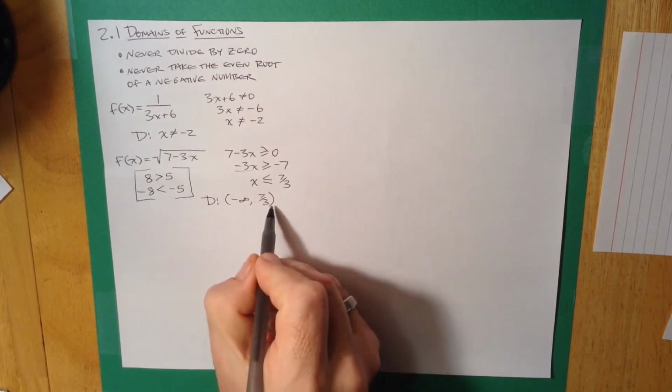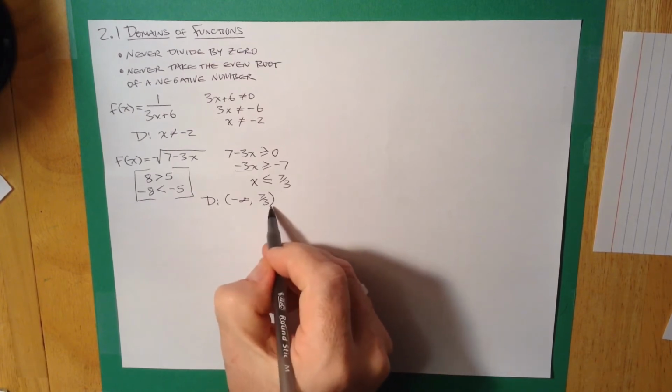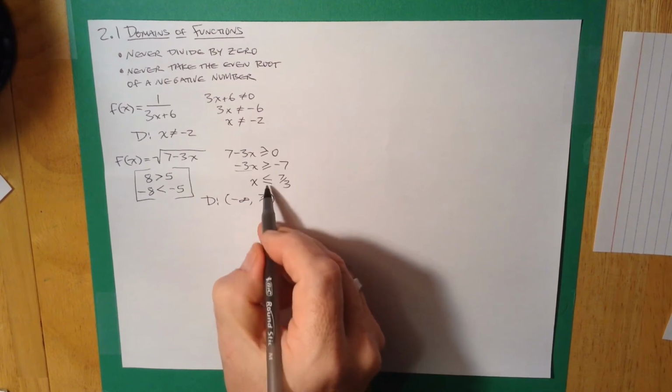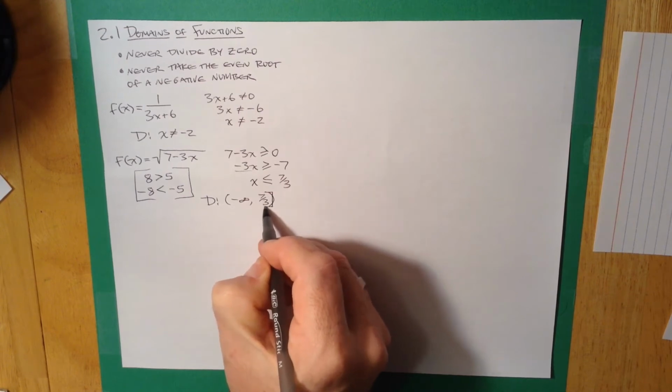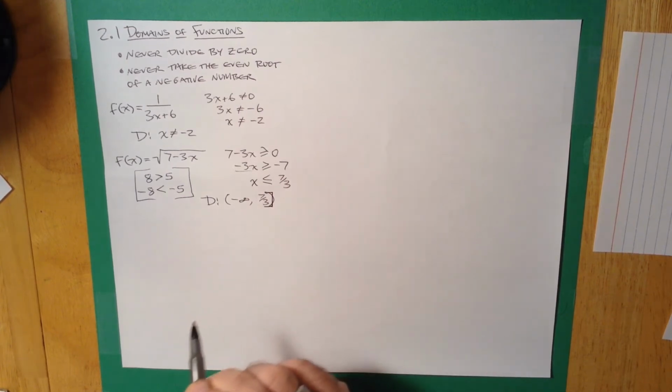Okay, is that the right notation? Nope, that's not the right notation on the interval. It can include 7/3, so it goes right up to and includes it. So we put the square bracket on that.